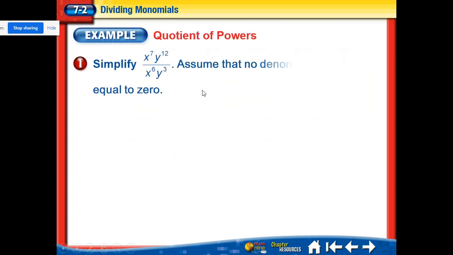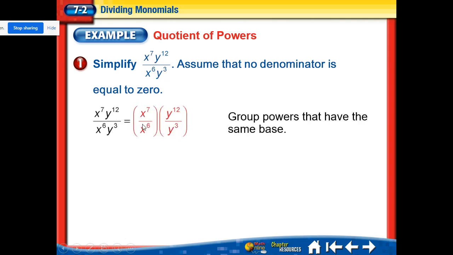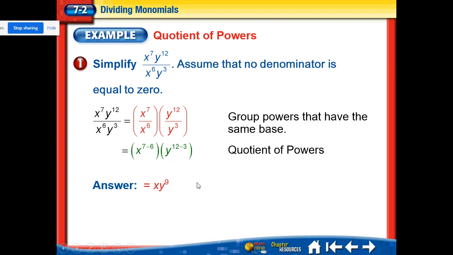So here's an example. We have the x's and the y's. There's no coefficients, so we're not going to worry about those. So we just worry about subtracting these. So we do 7 minus 6 and 12 minus 3. 7 minus 6 is just 1, so x to the first, and this is y to the ninth.